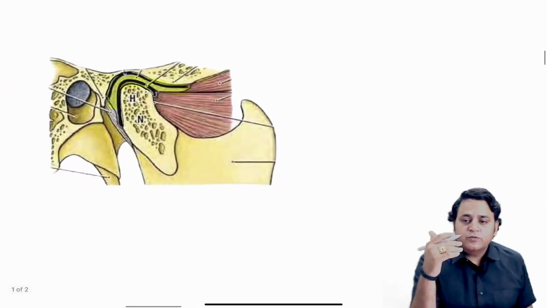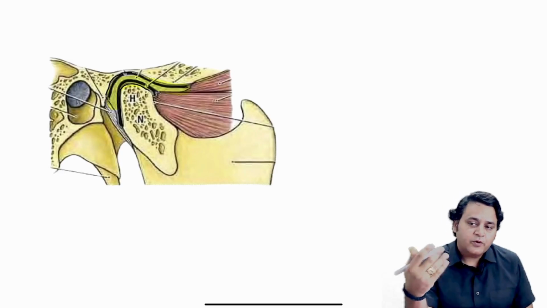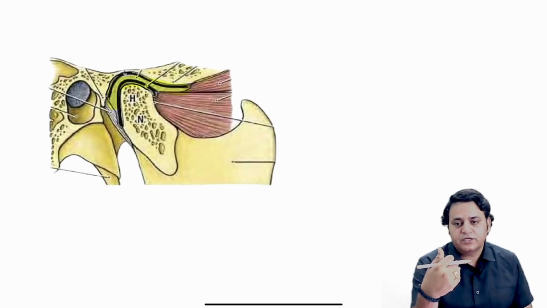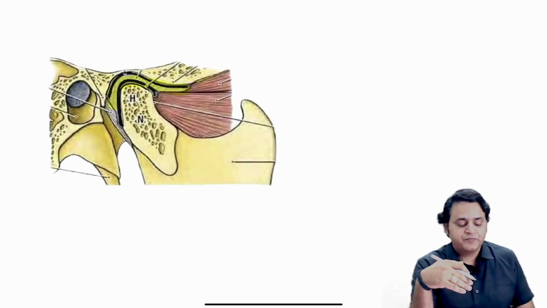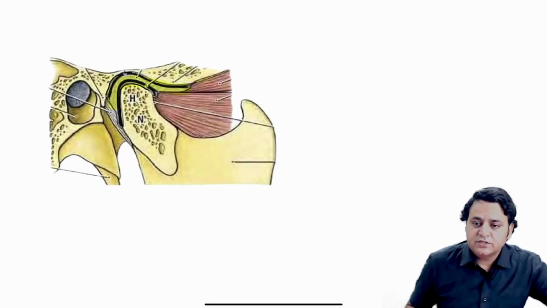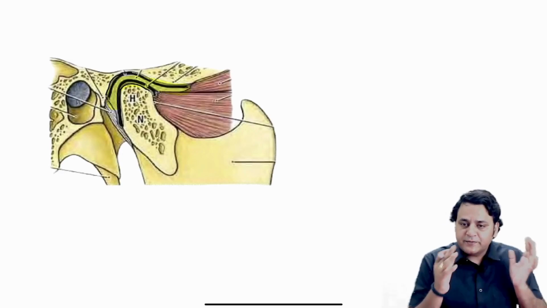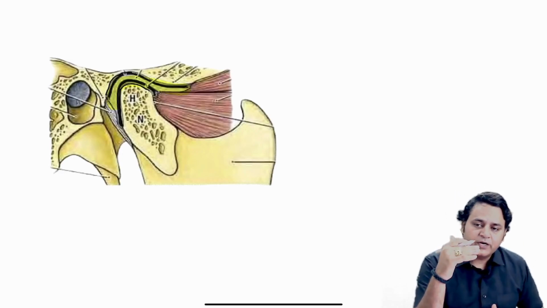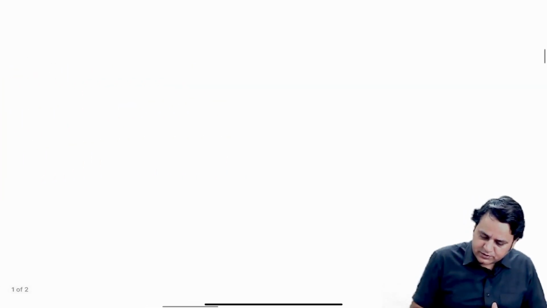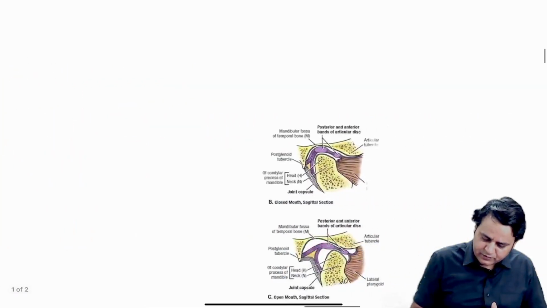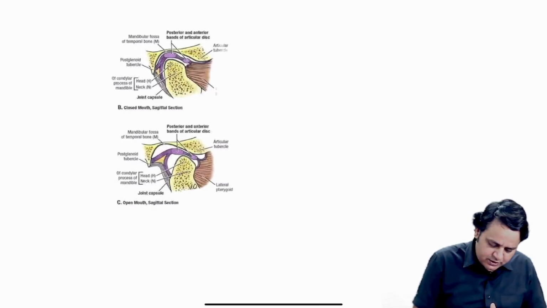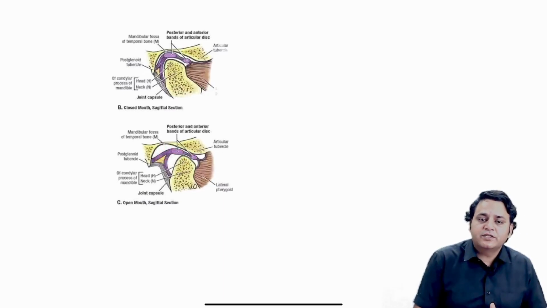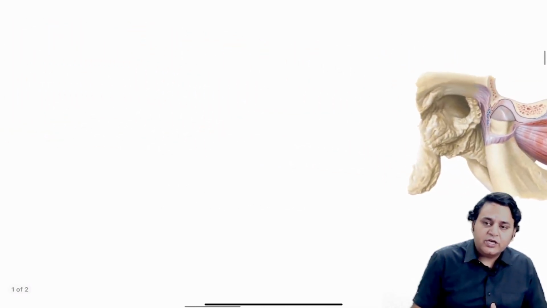So what is the clinical importance of this articular disc, which does not attach to the upper or lower surface? As you can see, this articular disc divides the capsule or joint cavity into two parts, an upper part and a lower part. I have one diagram which is showing this. This is the joint cavity, and the articular disc is dividing it into two parts.